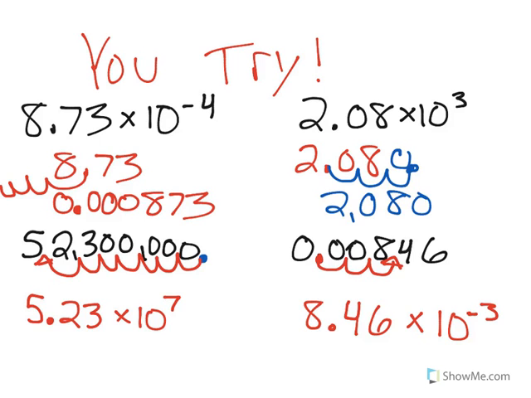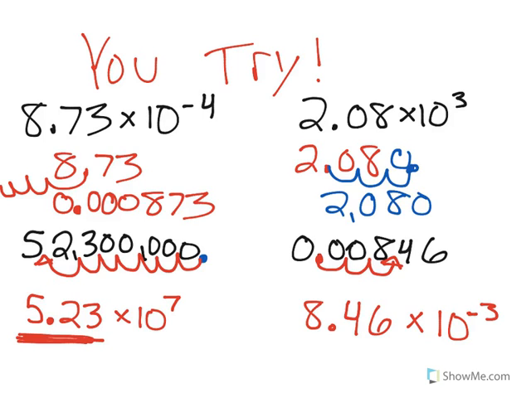Alright, for these last ones, for the 52,300,000, we have to move it 7 times to make it 1 digit in front of the decimal. So we have 5.23. But since our new scientific notation version needs to get a lot bigger, that's why it's times 10 to the positive 7 power. In order to get bigger, it's got to be a positive exponent, essentially moving the decimal to the right.